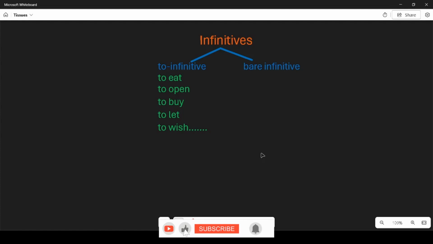Bare infinitives appear after objects following verbs such as feel, see, watch, hear, etc. After objects following verbs like let, help, bid, make, overheard, etc. After all modals and other auxiliary verbs like can, could, must, except for ought. Ought is an exception. Ought is O-U-G-H-T. So after ought we get a to infinitive, not a bare infinitive. We also get them with expressions like had better, would rather, sooner than, and rather than. So let's look at some examples.